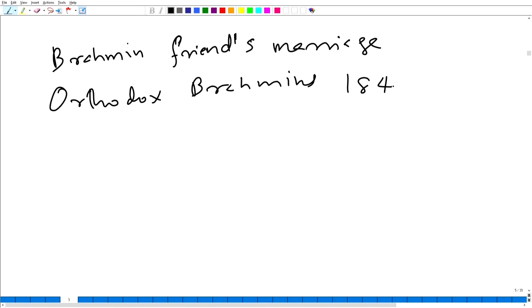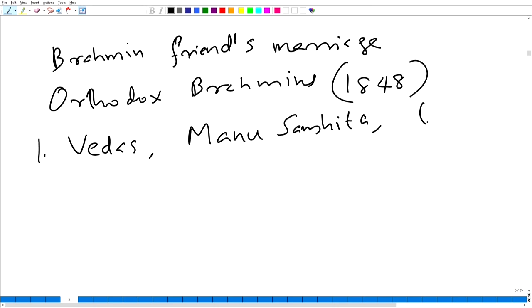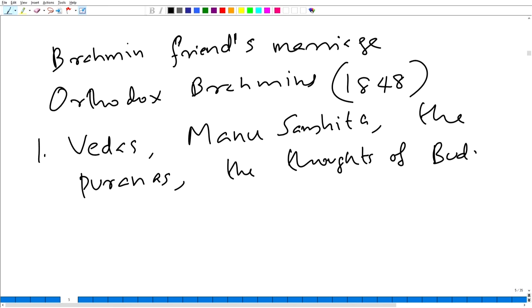This incident took place in 1848. Consequent upon this incident, Jyoti Rao Phule started the search for truth, the reasons behind the subordinate position of the Shudras. He started the study of Vedas, the Manu Samhita, the Puranas, the thoughts of Gautama Buddha, and Tirthankaras. In the quest for search, he studied Vedas, Manu Samhita, Puranas, thoughts of Gautama Buddha and Tirthankaras.